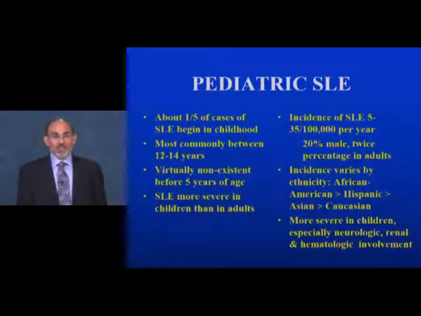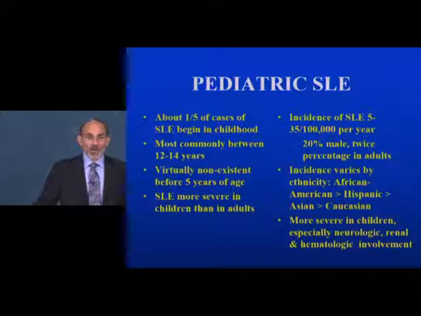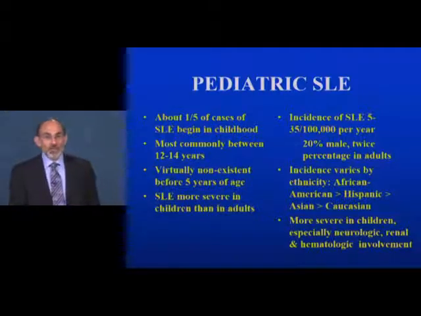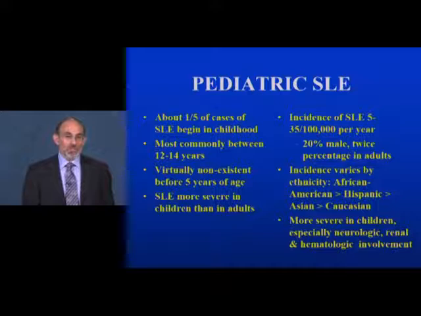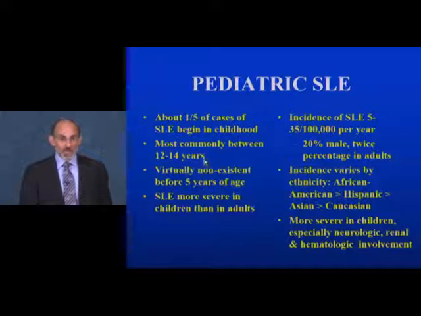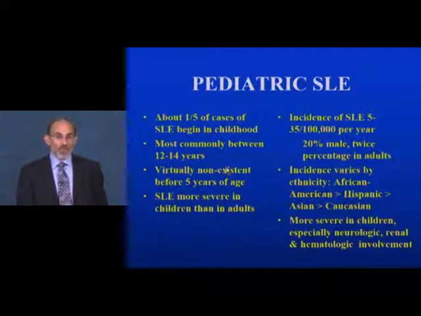So pediatric lupus is a small percentage of all lupus. It's about 20%. It most commonly starts during adolescence, and that goes with the fact that it's far more prevalent in women than men. So there are both genetic differences that cause an increased risk of lupus, that is the XX chromosomes, but also hormonal differences, and that's why the disease tends to present during or shortly after puberty.